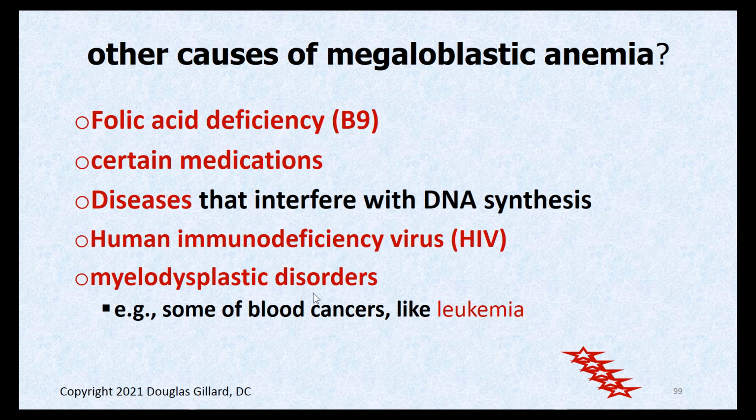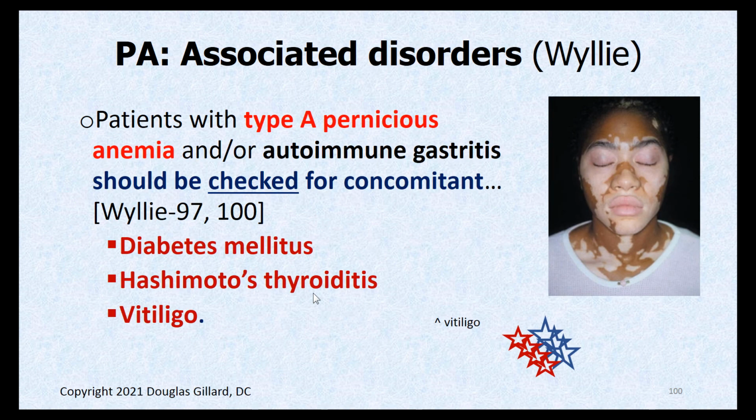How about some other causes of megaloblastic anemia? Well, we said B9 deficiency, but there are medications that can cause it. I think we did this before. Any type of disease or cancer that interferes with DNA synthesis can cause this, like HIV. Some of the myelodysplastic disorders like leukemia can also cause megaloblastic anemia.